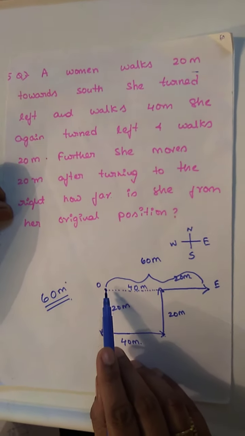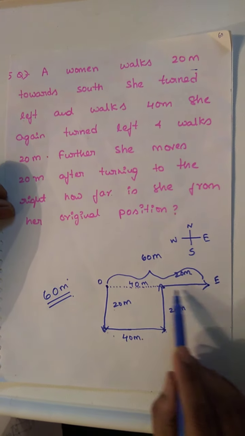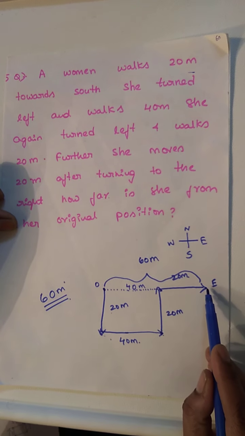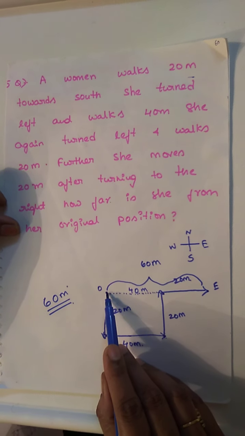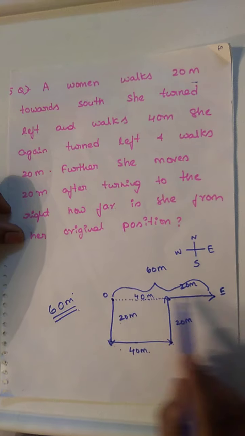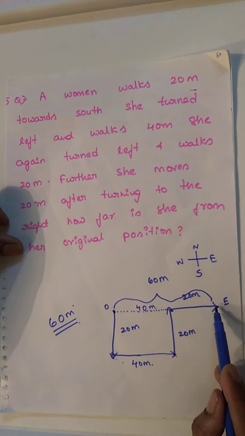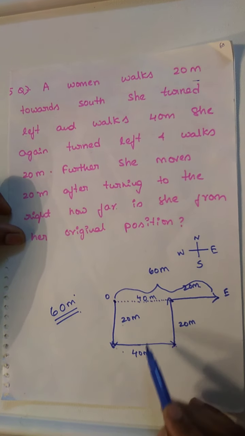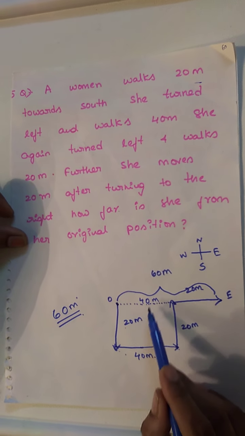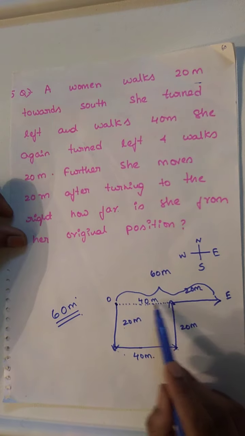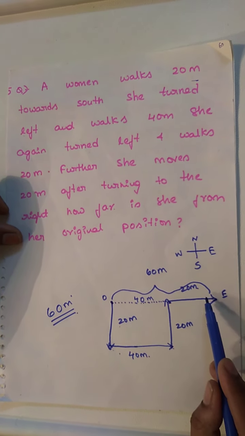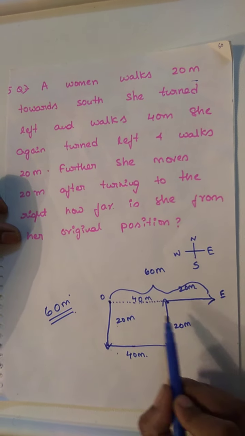So we need to find out how far she is from her original point. This is her original point, this is her ending point. We need to find from here to here, O to E. This one we know is 20 meters. This is a square, that's why opposite sides will be equal. So 40 meters, this is also 40 meters. 40 plus 20, 60 meters. So she is 60 meters far from her original point.